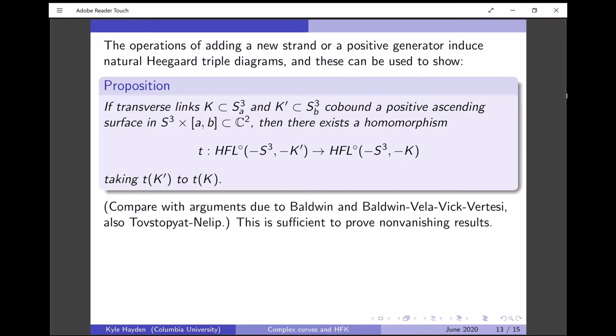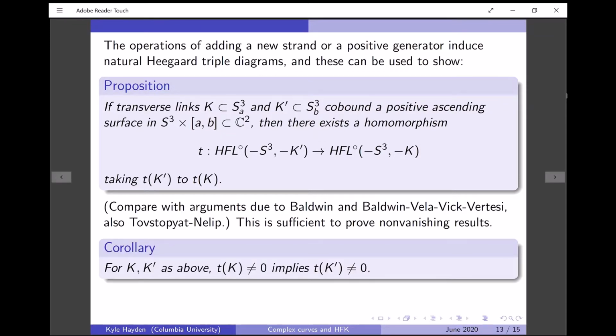Okay. And so the techniques that go into proving this build on work of Baldwin, Vela-Vick, and Sivek. And also later on, there's similar work by Lidman, Stipsicz, and others. But this proposition, for example, is sufficient to prove some useful non-vanishing results. So in particular, if you have K and K' as above, then whenever K has non-vanishing transverse invariant, the same is true of K'.